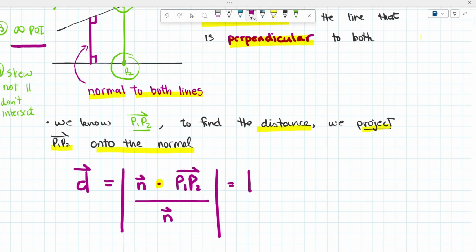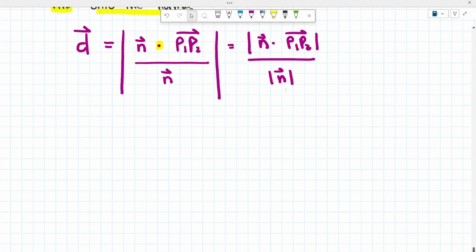So we can rewrite this as the absolute value of n dot p1, p2 divided by the absolute value of that common normal. And that's it. We can follow this equation every time we're looking to find the shortest distance between skew lines. So now let's go ahead and dive into an example where we can use this new equation.